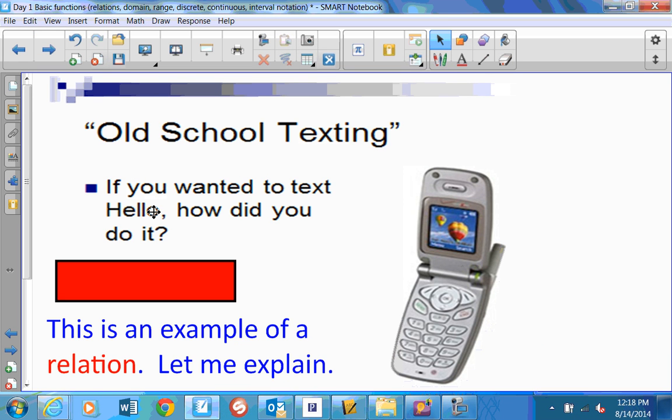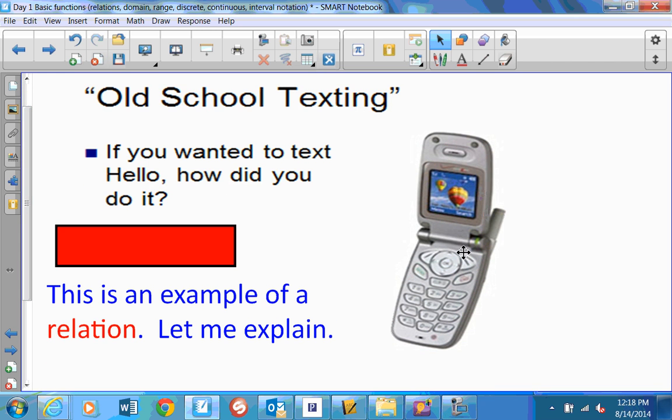You may be too young to remember this, but do you remember old school texting with this kind of phone, where if you wanted to dial an A, you pushed the 1 once? As a matter of fact, get your phones out real quick. Here's an example. And they still haven't texted like that.